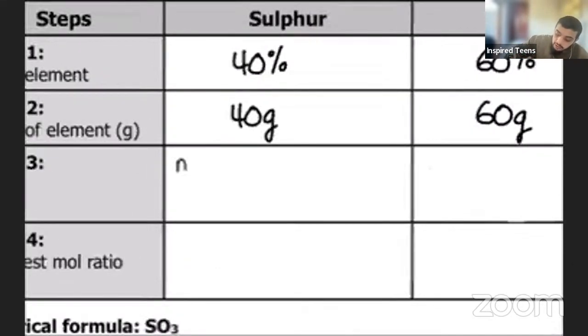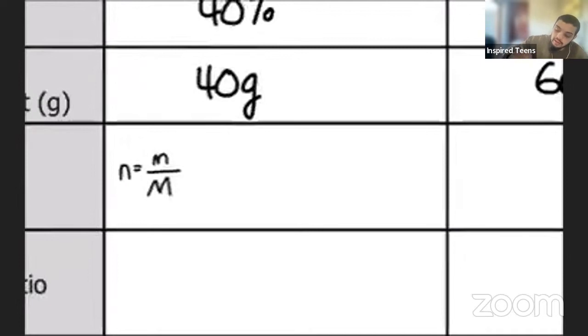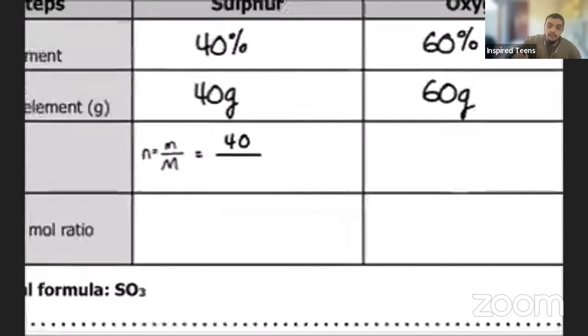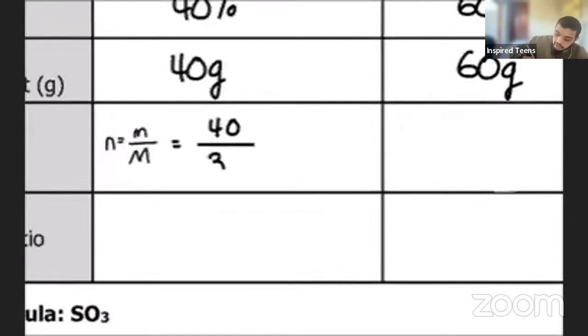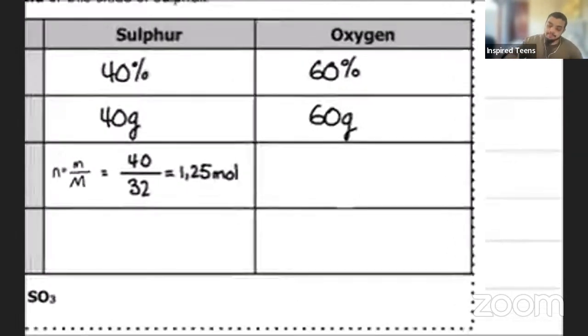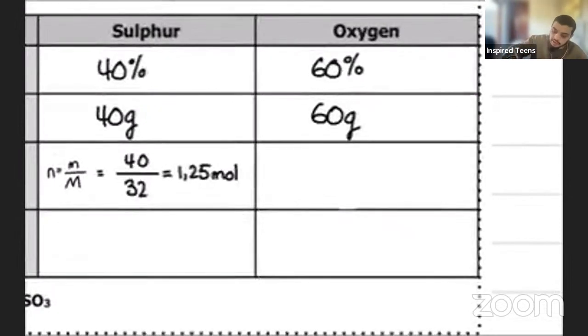You're going to use which formula? n is equal to mass over molar mass, right? That's the formula you're going to use. And the mass that you're going to use is this 40%, which you treated as 40 grams. So it's going to become 40 divided by, what are we working with? Sulfur. The molar mass is 20, so you get 1,25 moles.